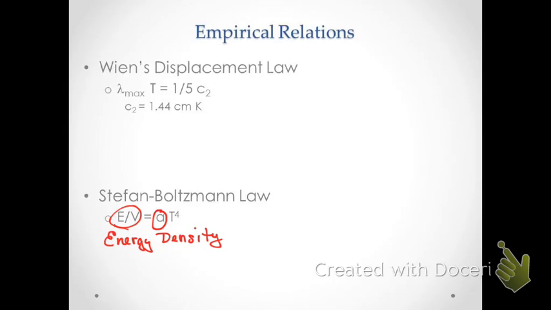So again, the energy density increases as the temperature increases, but it's well beyond a linear relationship. It goes as the fourth power, which means if you increase the temperature by a factor of 2, the energy density goes up by a factor of 2 to the fourth, which is 16. And again, the temperature scale that we're dealing with here is kelvins. Keep that in mind. So if we were to increase the temperature from, say, 300 kelvins to 600 kelvins, the total energy density would increase by a factor of 16.